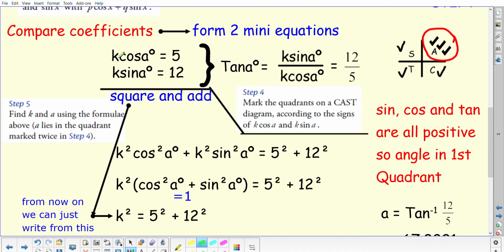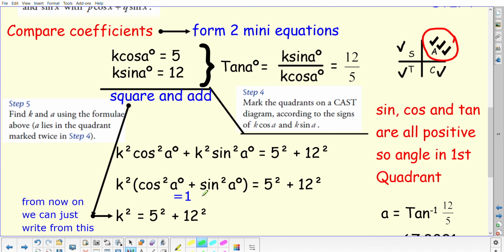If we square k cos A, we get k squared cos squared A, and we would get 5 squared on the other side. And if we square k sine A, we get k squared sine squared A, so that we're seeing these a bit like doing simultaneous equations. And if you square everything there, you've got a common factor of k squared that comes out, and what you're left with in the brackets here is cos squared plus sine squared. And cos squared plus sine squared is always equal to 1. That's the other trig identity.